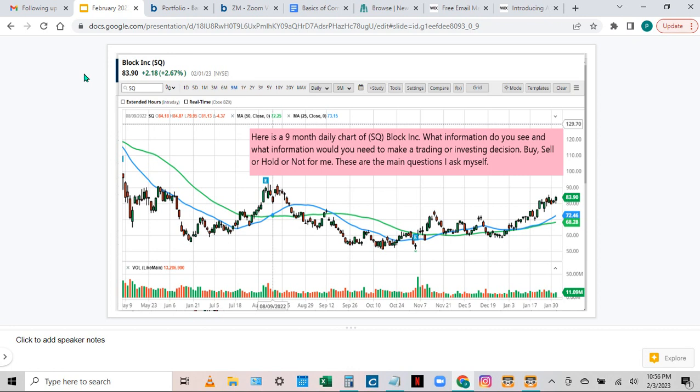This is Block Company, symbol SQ. This is a 9-month daily chart. So again, what information do you see, and what information would you need to make a trading or investing decision for yourself, right? So you're going to ask in your homework, buy, sell, or hold, or not for me at this time. These are the main questions that I ask myself when I'm looking for a possible trade or a possible investment. So I'll just let you guys look at that chart real quick.